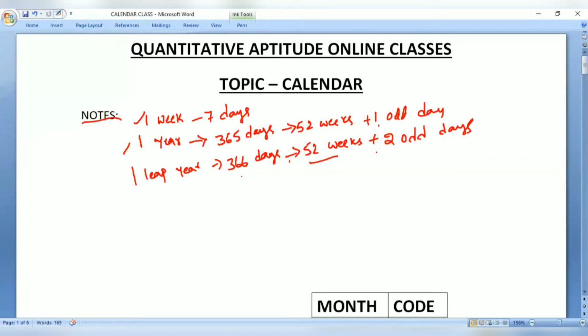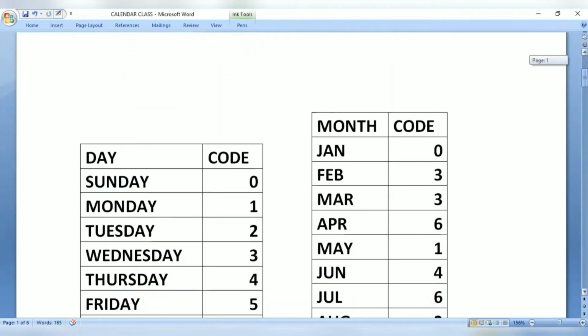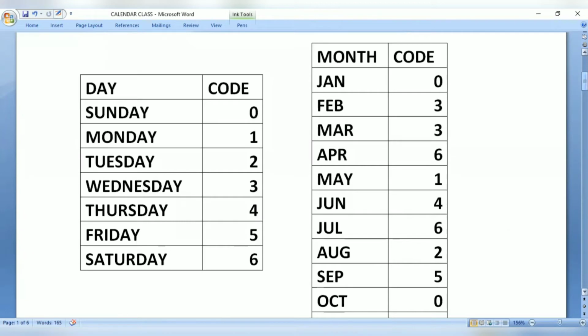Okay, so first let us understand the codes given to the days and months. Here there is a table. In this, there are certain codes given to us. Sunday is represented by the code 0, Monday as 1, Tuesday as 2, Wednesday as 3, Thursday as 4, Friday as 5, Saturday 6. So for all the 7 days of a week, starting from Sunday, we have assigned values from 0 to 6. Now, for months also, we have given codes.